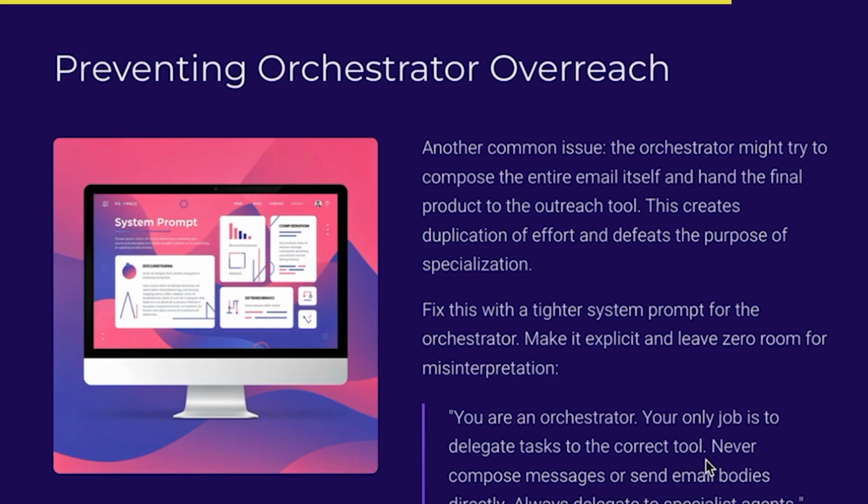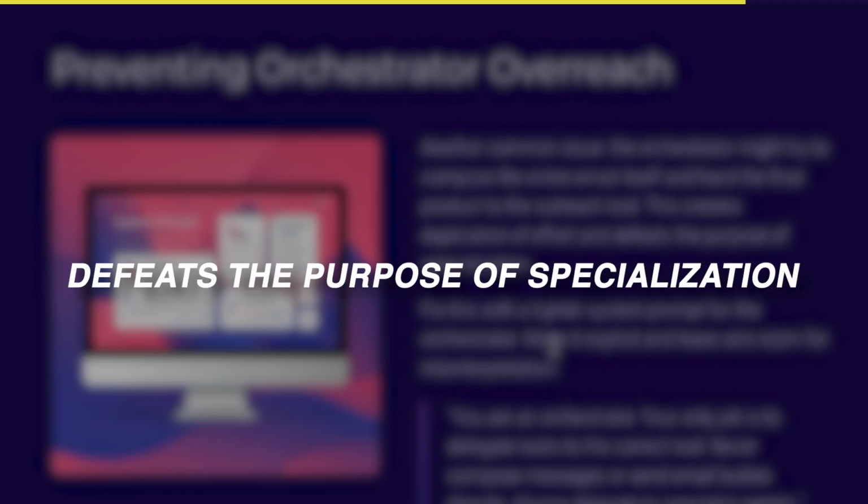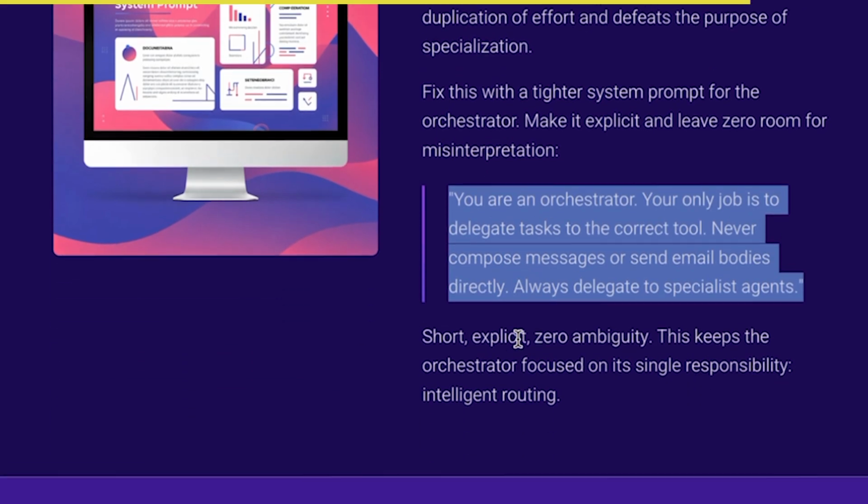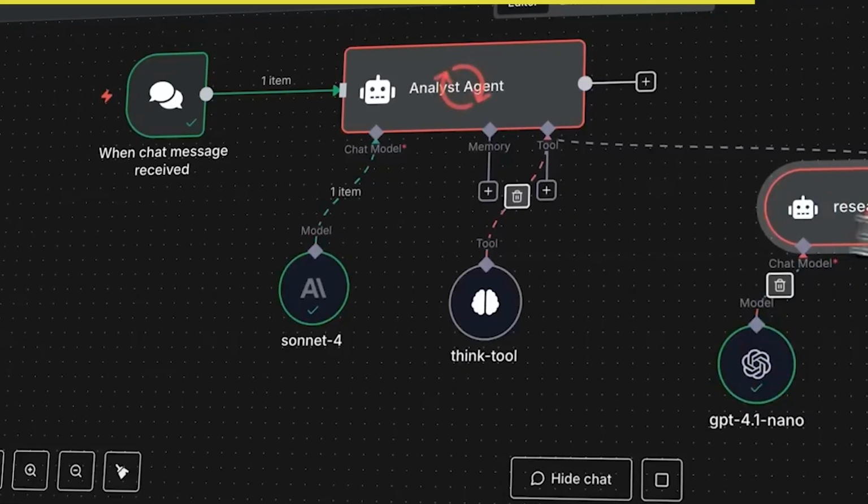Preventing orchestrator overreach. Another common issue is that the orchestrator might try to compose the entire email itself and then hand the final product to the outreach tool. This creates duplication of effort and defeats the purpose of the specialization. You want to fix this with a tighter system prompt for the orchestrator, so make sure the prompt is clear, make it short, explicit, zero ambiguity. This keeps the orchestrator focused on its single responsibility.